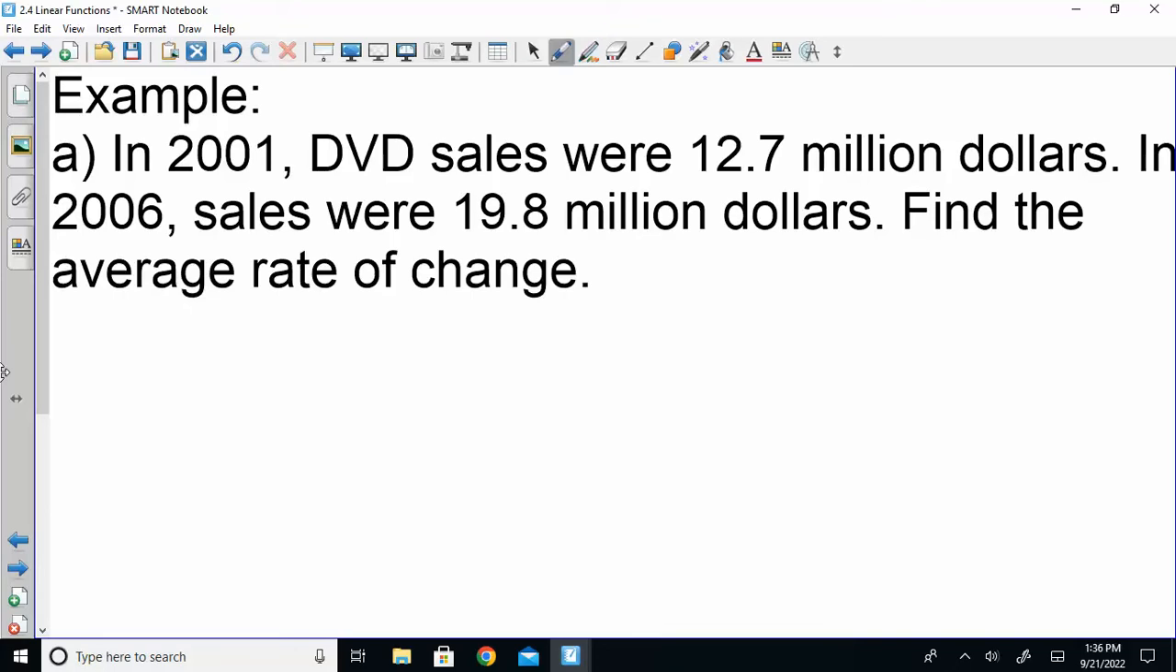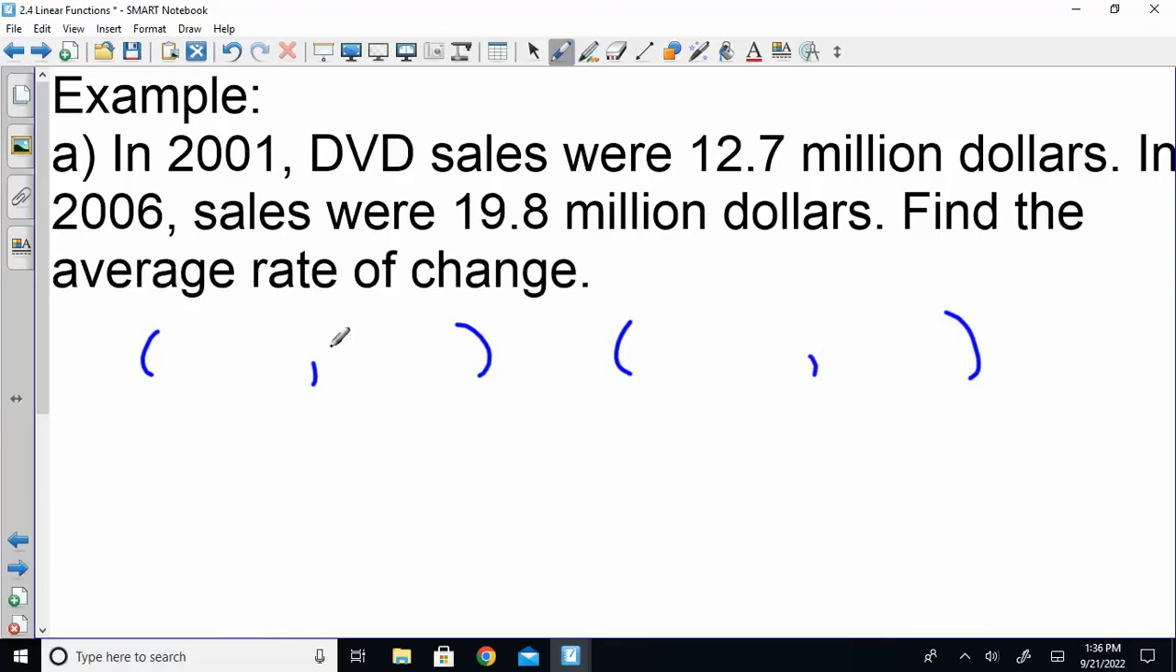Let's look at this problem. In 2001, DVD sales were $12.7 million. In 2006, sales were $19.8 million. Find the average rate of change. What is average rate of change? Slope. What do we need to find a slope? Pairs. Two ordered pairs. Okay. Can we write two ordered pairs from this? Yes. What would the first one be?